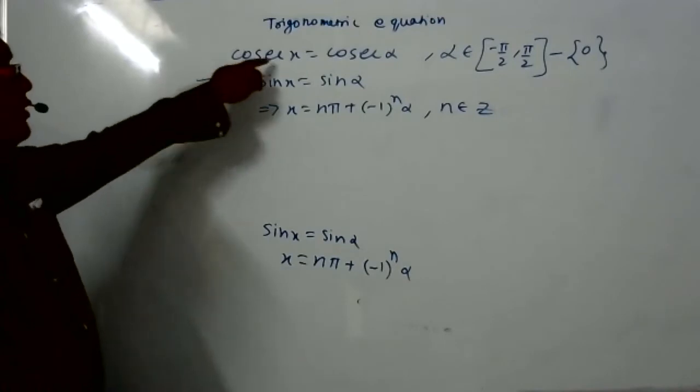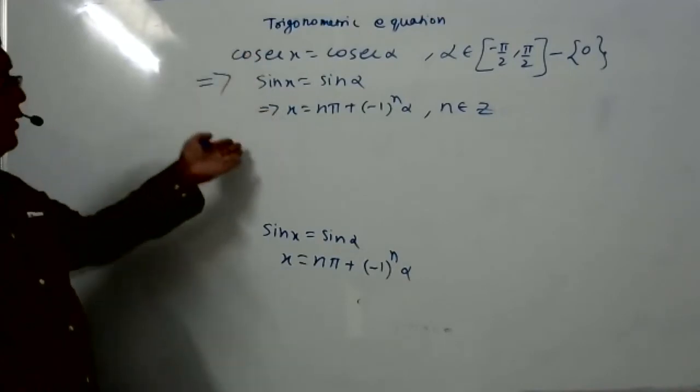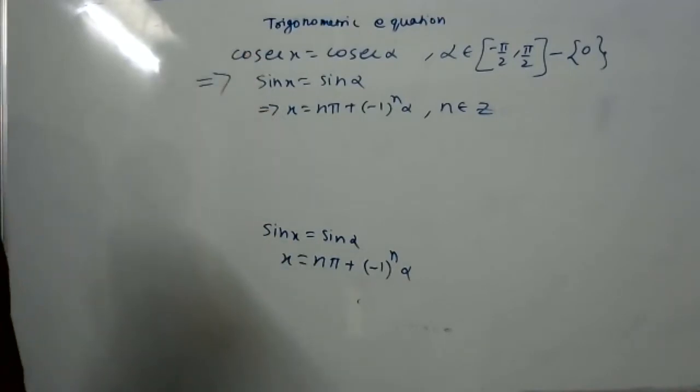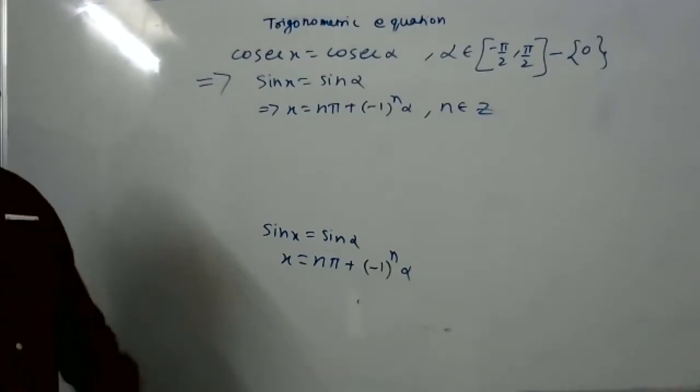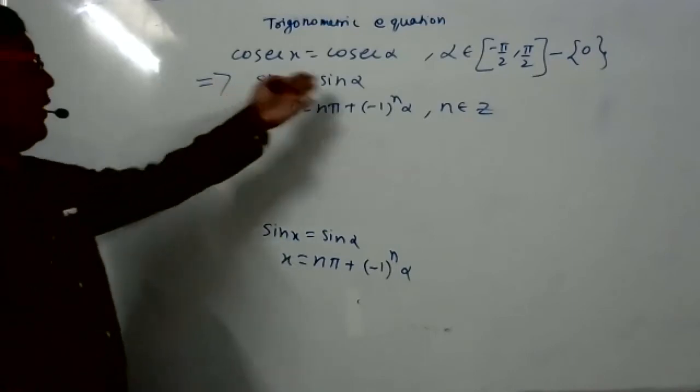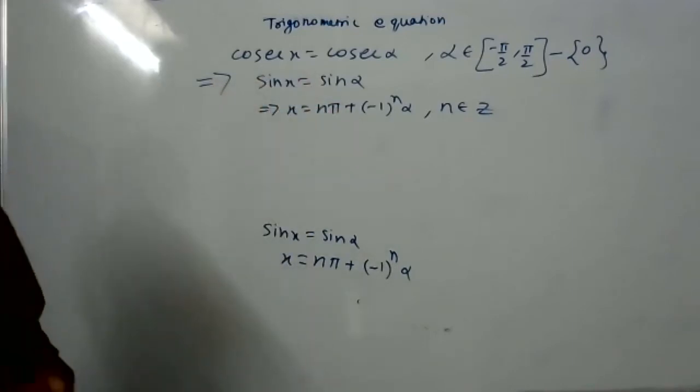If somebody asks cosecant x, you convert into sin and write the same answer. If somebody wants to ask something, then ask me. Whenever they give cosecant x and cosecant alpha, convert into sin x and sin alpha and write the answer. We have done that.